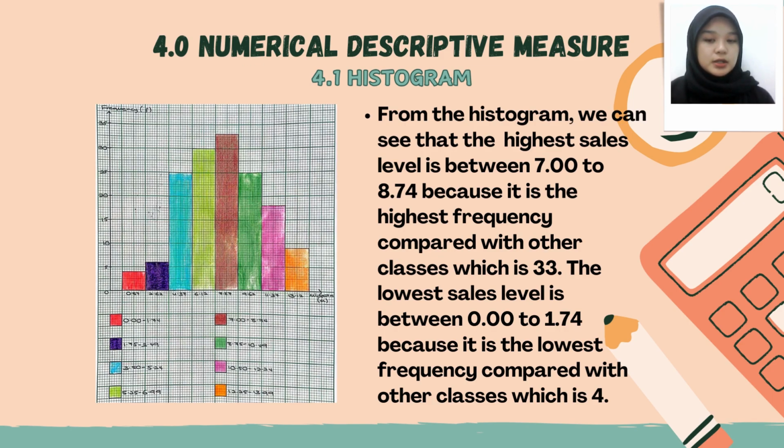First, histogram. So this is the histogram. From the histogram, we can see that the highest cell level is between 7.00 to 8.74 because it has the highest frequency compared with other classes, which is 33. The lowest cell level is between 0.00 to 1.74 because it has the lowest frequency compared with other classes, which is 4.